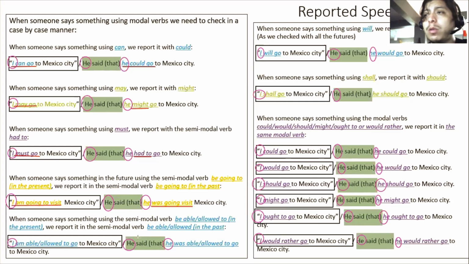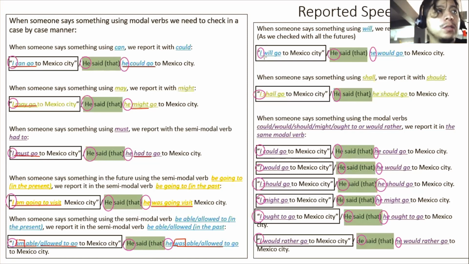When somebody is using be able to or be allowed to, well, this is in the present. This is a semi-modal verb. It means can, but it says I am able to, I am allowed to, the verb to be. So you say I was able to, he was able to, he was allowed to. You need to change the verb to be. This verb is part of the semi-modal verb. Normally, it would be in the present. If it is in the present, you report it in the past, okay?